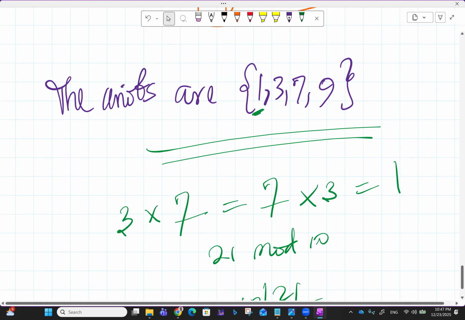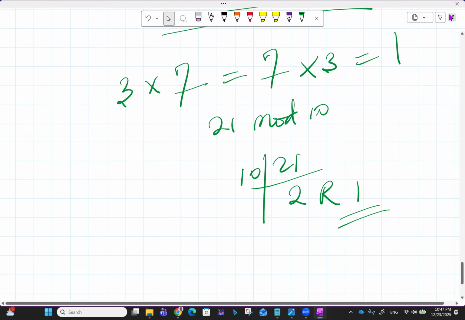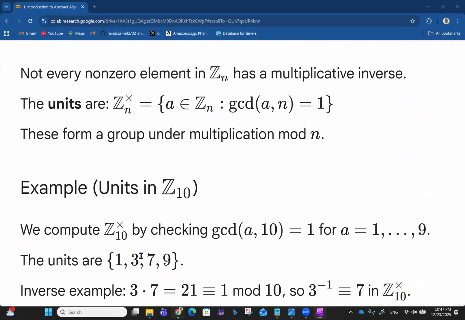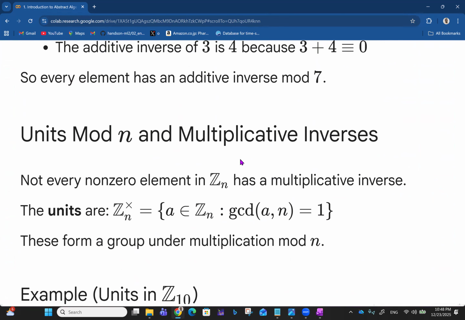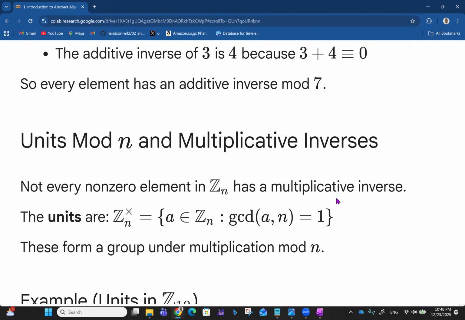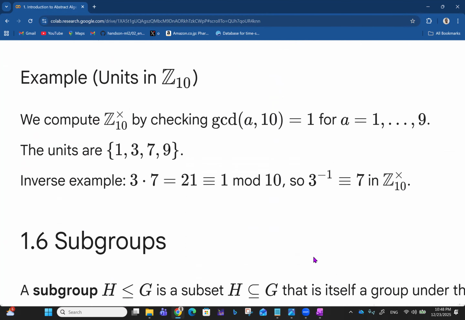That's an inverse right there for you, as we can see. So here we are not claiming that 1, 3, 7, and 9 is a group. No, that's not what we're saying. We're just calling it what it is: units mod n, and the possibility of having multiplicative inverses. And we already see not every non-zero element in Zn has a multiplicative inverse. So the units are all the a belonging to Zn such that the greatest common divisor of a and n is 1. Those are the units, and they form a group under multiplication mod n.